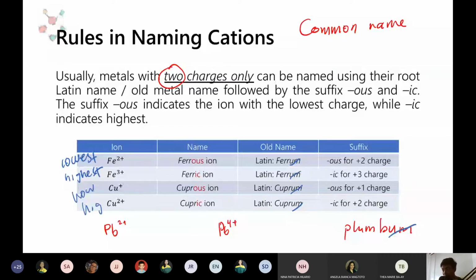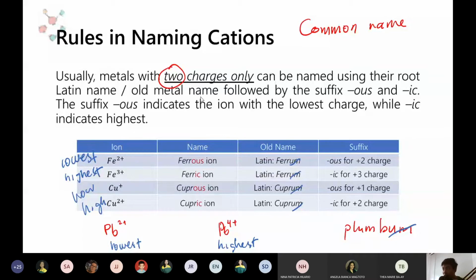Positive 2 is the highest, no, for copper. Positive 2 for lead is the lowest. And positive 4 is the highest now. Okay, so yun yung technique daw, sabi nila. So sabi nila, you get the old name, you remove the ending, then you identify kung sino yung lowest charge, sino yung highest charge. Ito low, kasi 2 yan, ito 3, highest. Ito 1, ito 2, so 1 yung lowest, 2 yung highest. Ito 2 and 4, 2 yung lowest, 4 yung highest.